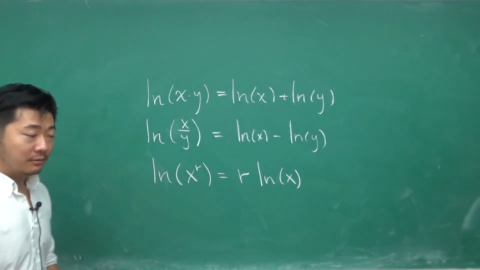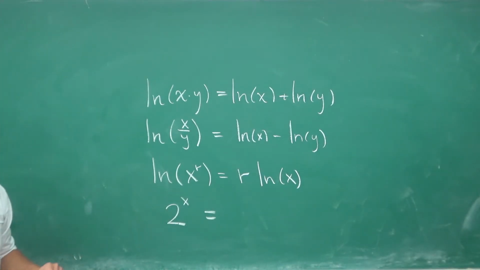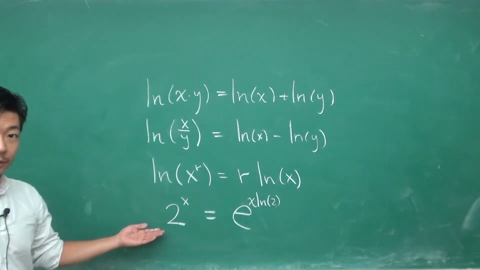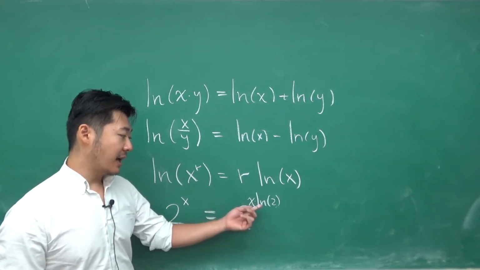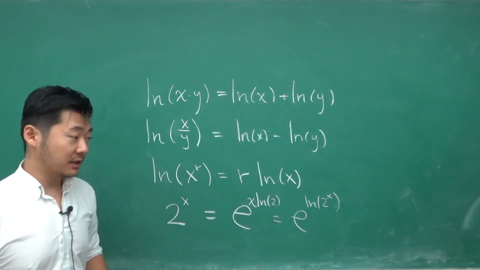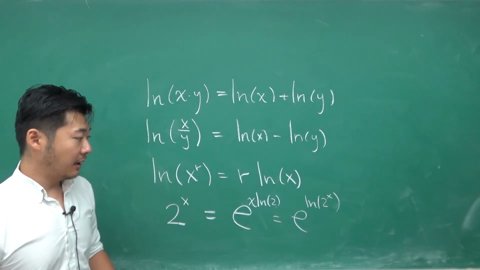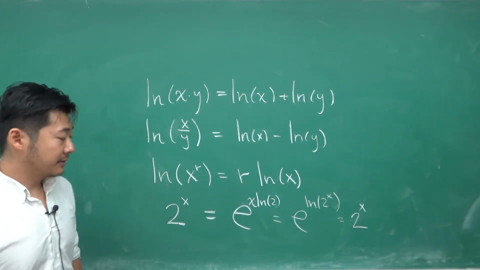As an application, we can write any number, for instance 2 to the x, as base e. So 2 to the x can be rewritten as e to the x times natural log of 2, because we can move the x into the exponent of natural log, and then e and natural log are inverse functions, so this is just 2 to the x.